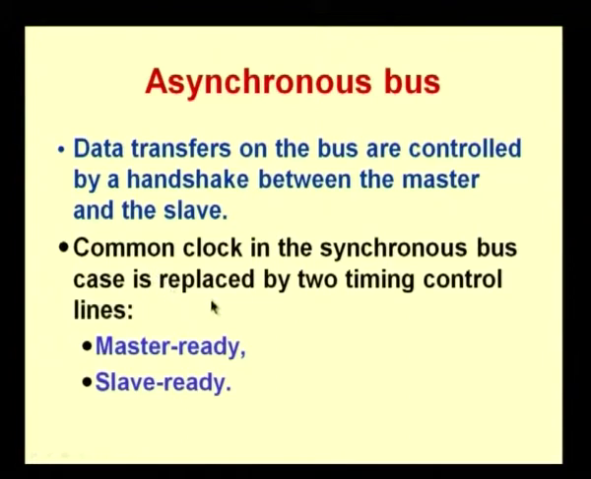So, in general we refer to the two devices as master and slave, and when we talk of an asynchronous bus, we do not have a common clock as in the case of a synchronous bus. In the case of a synchronous bus, we have a common clock and all timing is decided with respect to that common clock. Whereas, here in an asynchronous bus, instead of that common clock, what we actually have is two timing control signals, one called master ready and one called slave ready. So, instead of a common clock, we have these two timing control lines, called master ready and slave ready.